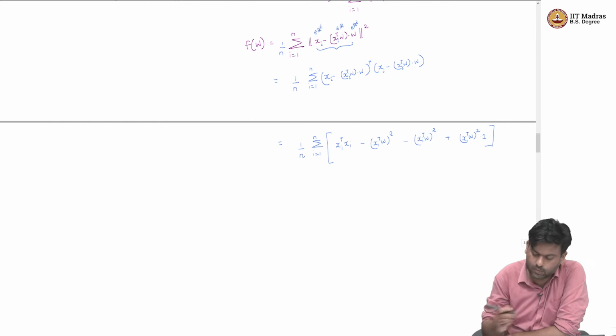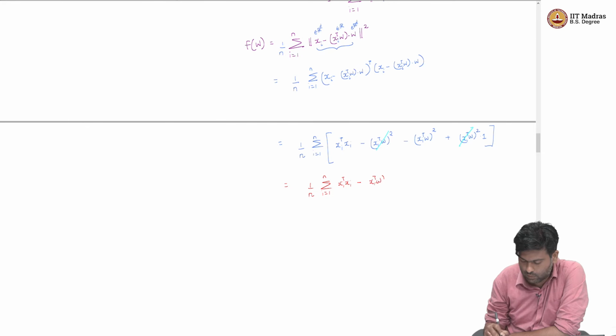So, if we do some simplification, these will cancel out, and we are just going to have 1 over n, sum over i equals 1 to n, of xi transpose xi, which is just the norm xi squared, minus xi transpose w squared.